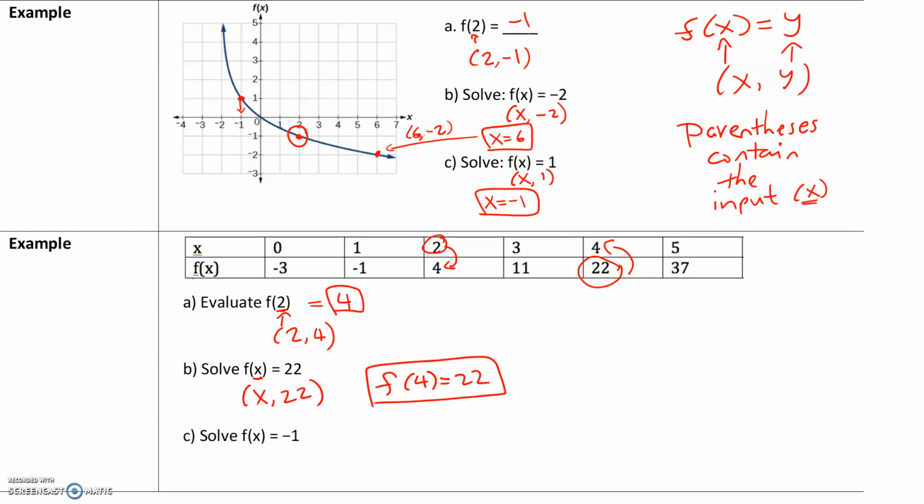Lastly, let's solve f of x equals -1. The input is in the parentheses, so we don't know what the input is, but we do know the output is -1. Output is the y value. Let's find a y value of -1, which is right there. The corresponding input is 1. So the x value, or the input, is going to be 1, and when the input is 1, the output is equal to -1.